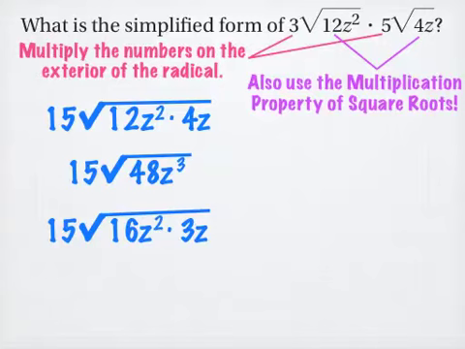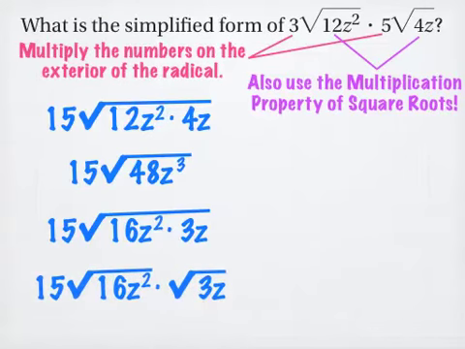Notice 16 times 3 is 48, and z squared times z is z to the 3rd. You can go ahead and break this up as the square root of 16z squared times the square root of 3z. And when you do that, you can take the square root of 16z squared. The square root of 16 is 4. Remember, when you bring out the 4, you're going to need to multiply that by 15. So 15 times the square root of 16, which is 4. And then z squared, the square root of z squared is going to be z. You cannot simplify 3z any more than it is already.